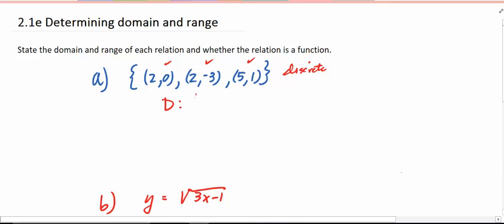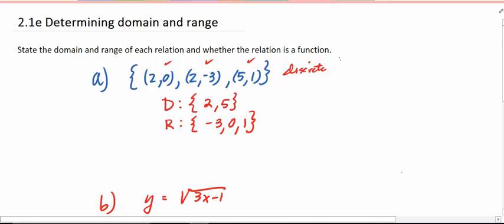Well, my domain is just the x values. When I list my domain, if it's discrete, I'm not going to list the digits more than once. So if it appears twice, I'm just going to list it once. So let's go ahead and, oops, I'm going to put them in order, might as well. A -3, a 0, and a 1. Okay, so there's domain and range.